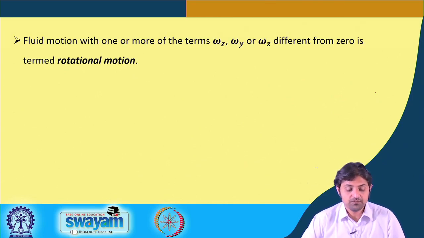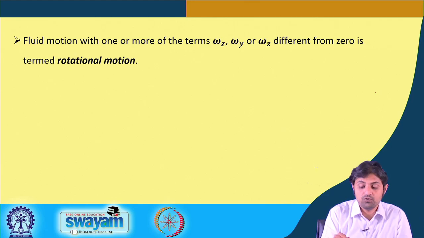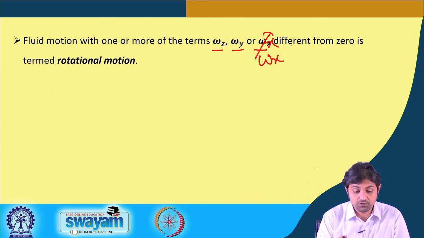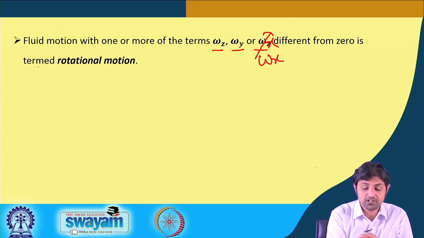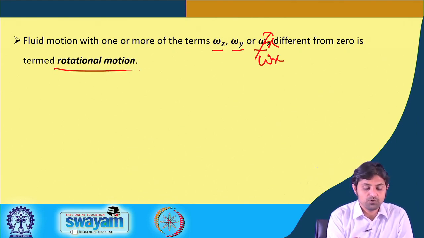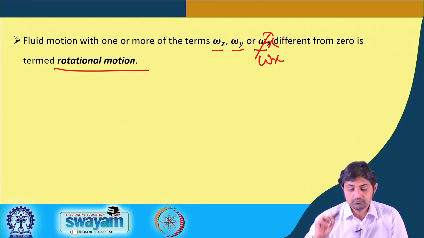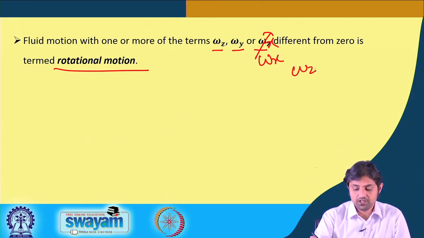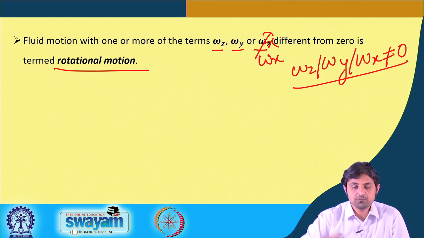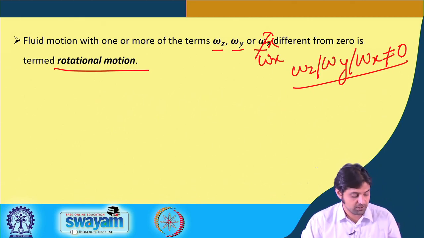Fluid motion with one or more of the terms omega z, omega y or omega x. Okay. So, this is not omega z, this is omega x. If these terms are not 0, this motion where at least one of these omegas is not 0, is called rotational motion. So, the condition is omega z or omega y or omega x should not be equal to 0. If at least one of them is not equal to 0, it is called rotational motion.